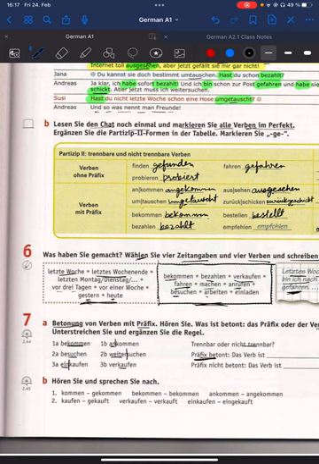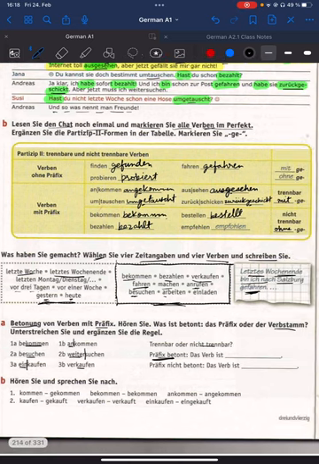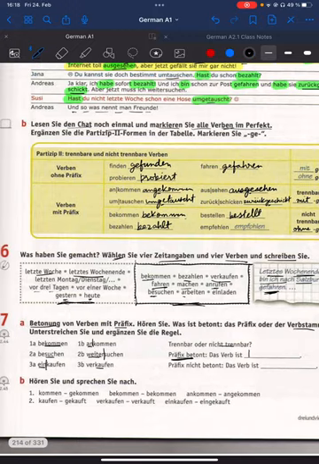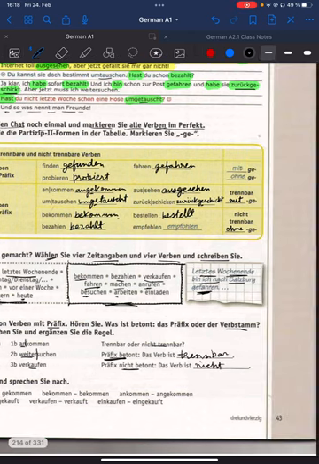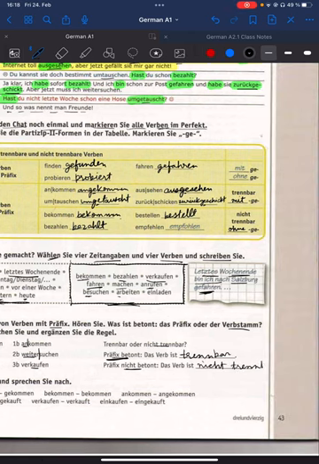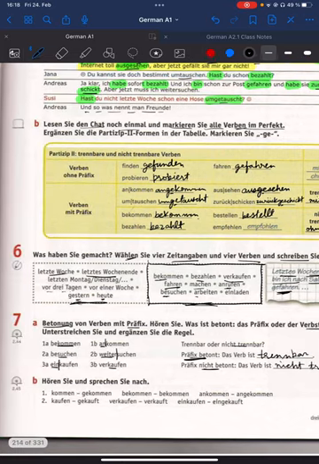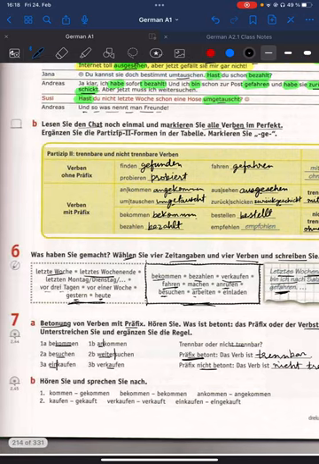So if the prefix has emphasis, then the verb is trennbar. See, in all these three verbs, the prefix has emphasis and the verb is trennbar. If the prefix is not emphasized, the verb is nicht trennbar. Okay, hören Sie und sprechen Sie nach. Hear it and speak it afterwards. So we'll hear it.